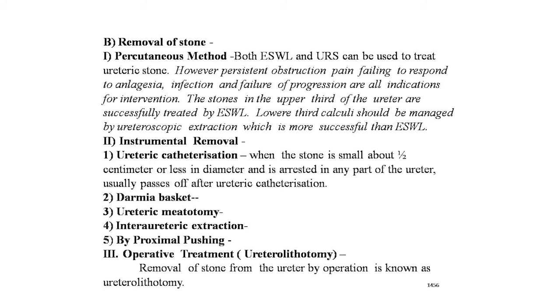Third is the operative method, that is ureteral lithotomy. Removal of the stone from the ureter by operation is known as ureteral lithotomy. When the ureteric stone is so situated that none of the above instrumental methods can be applied for its removal, then ureteral lithotomy is applied.